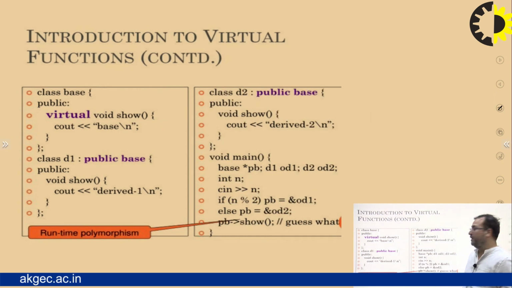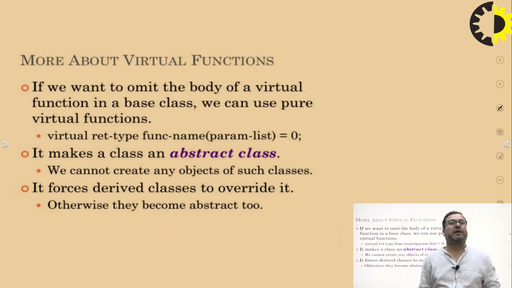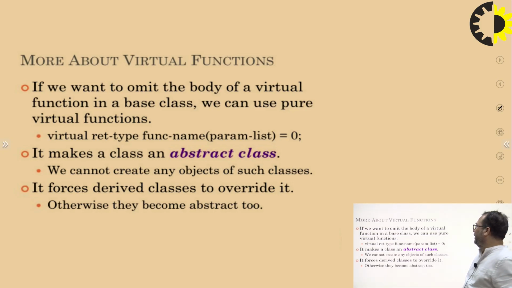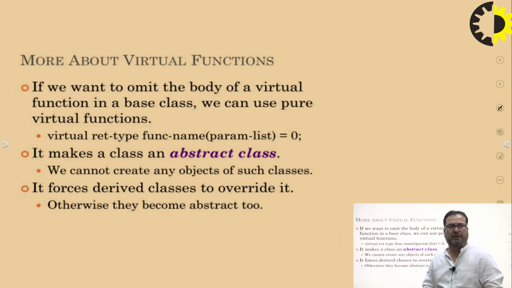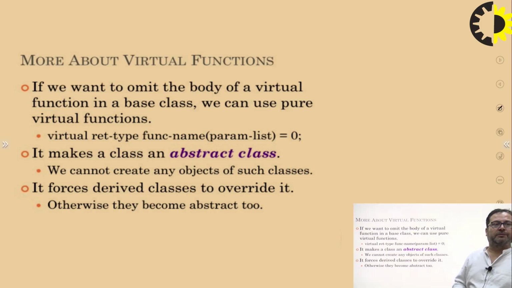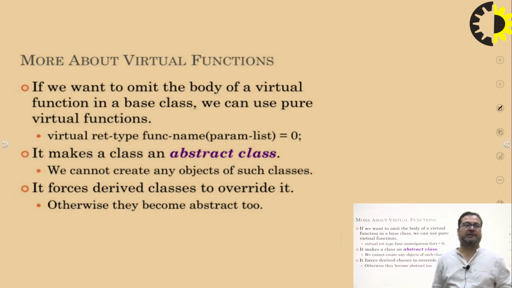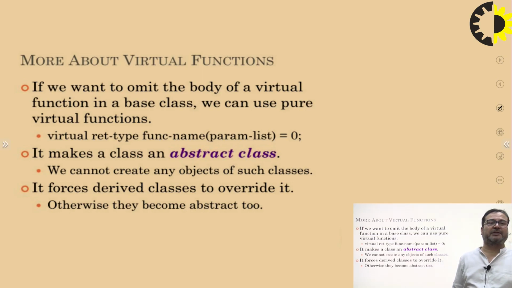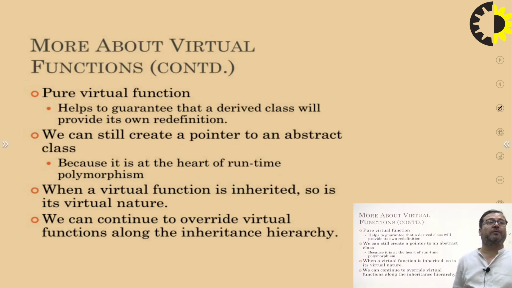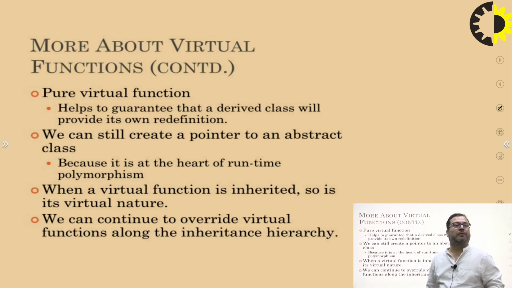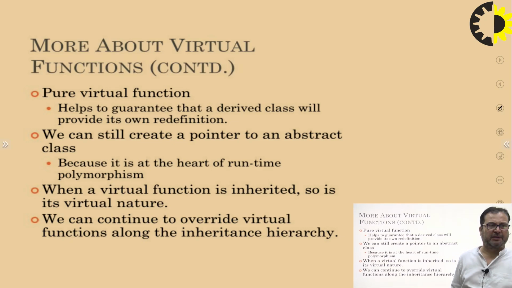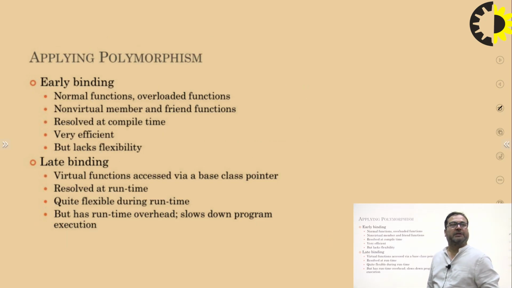Some more about virtual functions. If you want to omit the body of a virtual function in a base class, we can use a pure virtual function. It makes the class an abstract class. We cannot create any object of such classes. It forces the derived class to override it, otherwise the derived class also becomes abstract. So even a virtual function could be a pure virtual function.